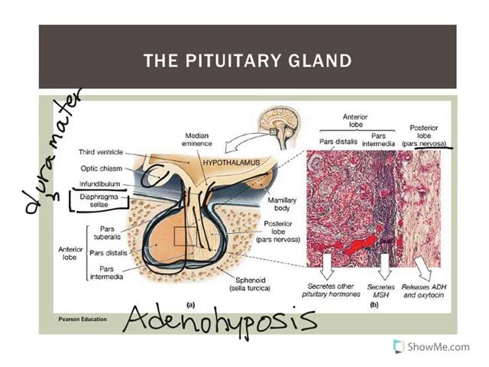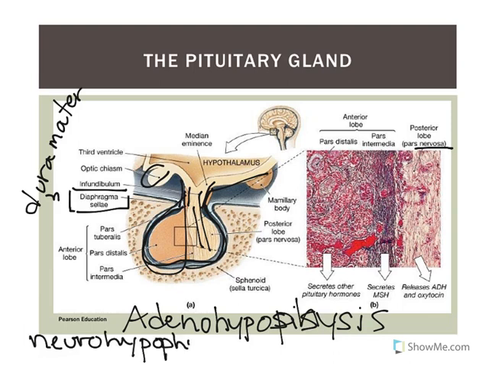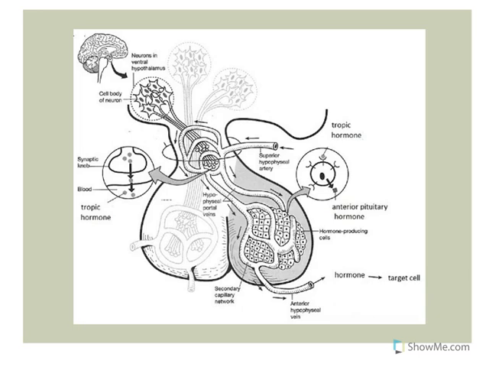Oops, I spelled it wrong. There we go. The posterior pituitary gland is referred to as the neurohypophysis. So think neural. Okay, so we're going to look at the anterior pituitary gland first.